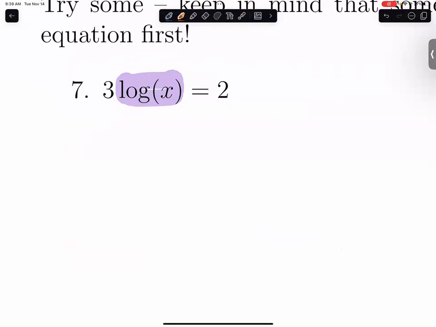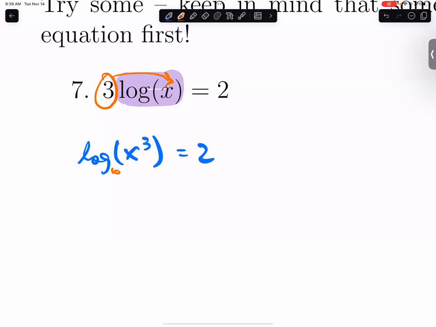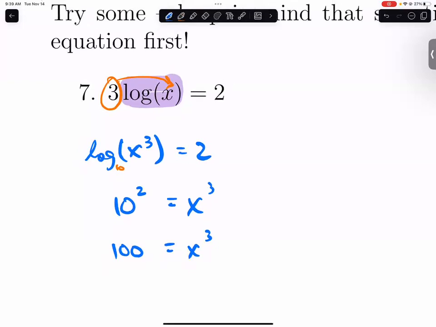Divide, or bring it back into the exponent using the power rule, right? Those are the 2 choices. Let's just try them. If I bring that 3 in, this would be the log of x cubed, right? Log, no base written, so it's a common log with an implied base 10. So how do I rewrite that as an exponential? 10 to the 2 is x to the 3. 10 squared is 100. What would we still need to do to solve for x?